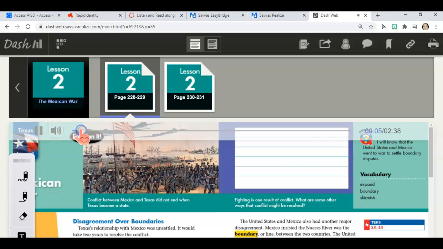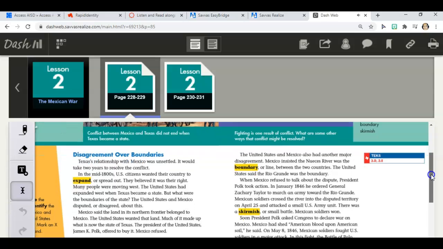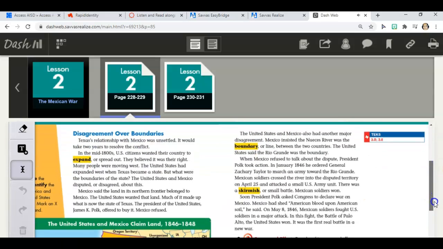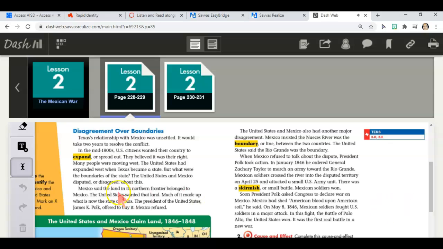Lesson 2. The United States and Mexico went to war to settle boundary disputes. Vocabulary. Boundary. Skirmish. Conflict between Mexico and Texas did not end when Texas became a state. Fighting is one result of conflict. What are some other ways that conflict might be resolved? Disagreement over boundaries. Texas's relationship with Mexico was unsettled. It would take 2 years to resolve the conflict.